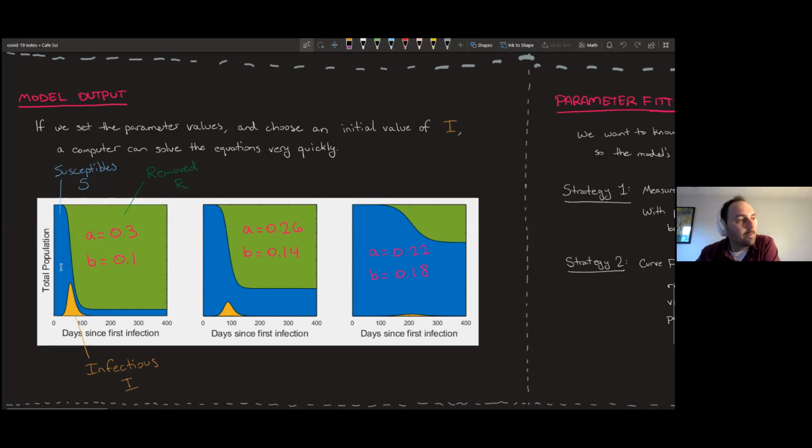The susceptible population is shown in blue. So you can see at the beginning, at time 0, everyone is susceptible, or nearly everyone. Over time, the number of infectious individuals grows to its peak and then decreases. And then the number of removed people is green, and that grows and eventually levels off.